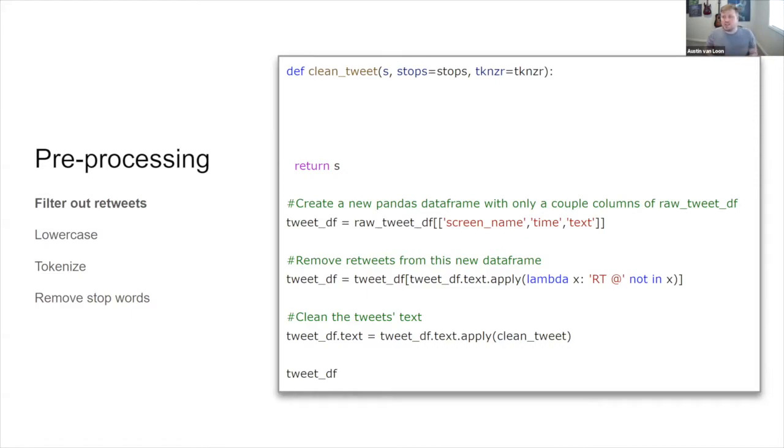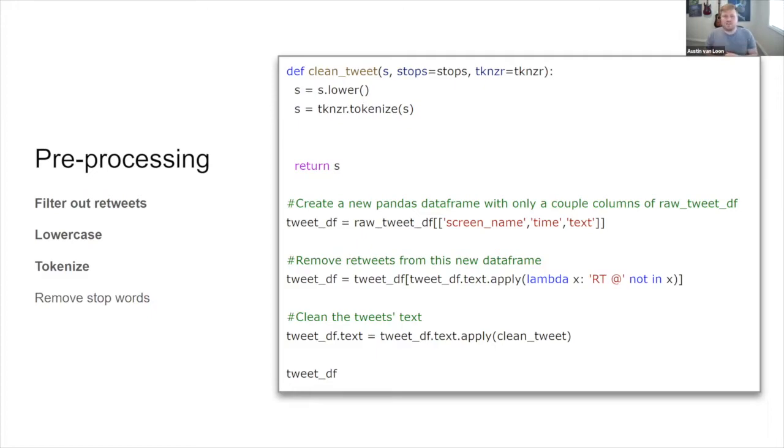Then cleaning the tweet is basically going to be us passing the text of each tweet through this function that we're going to define, clean tweet, and then replacing it with what comes out of the function. Now I'll walk through each line of that clean tweet function, which is going to be doing the heavy lifting here. First we're going to lowercase the text of the tweet, which is as simple as text.lower.